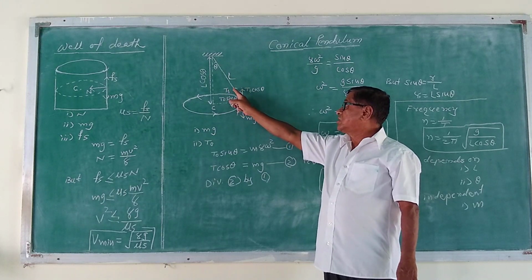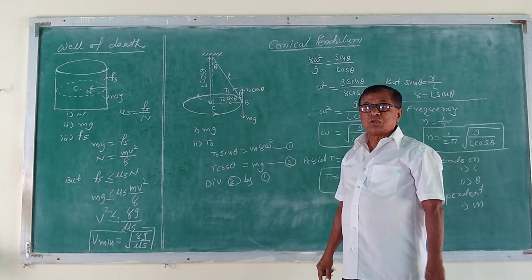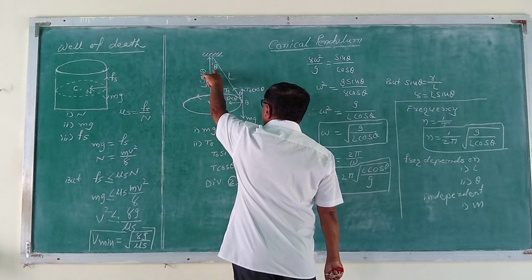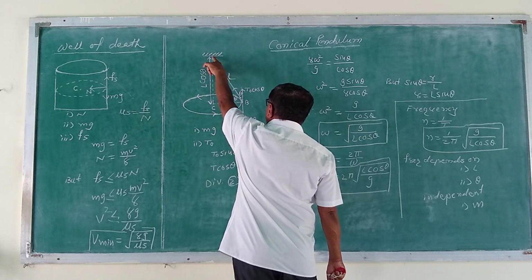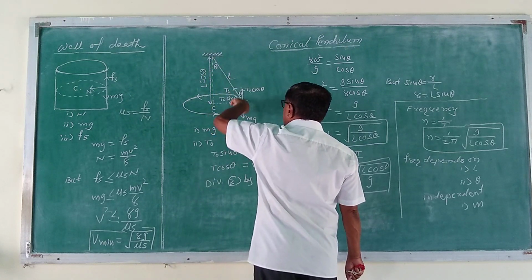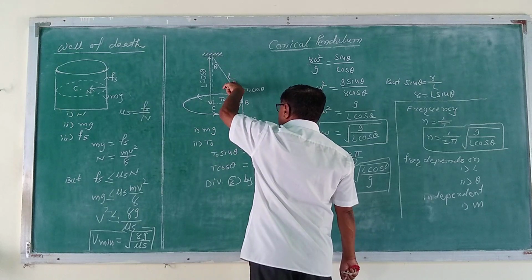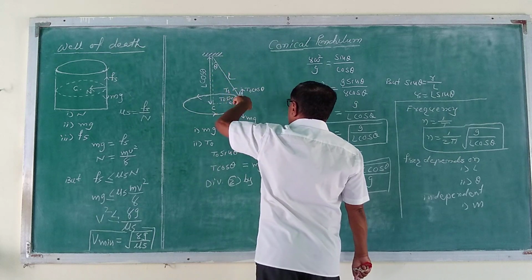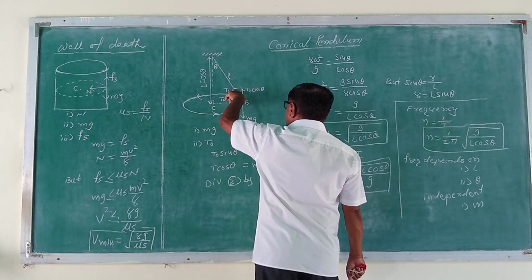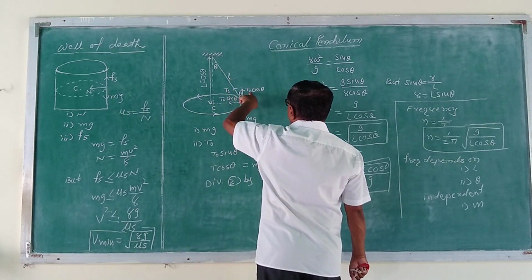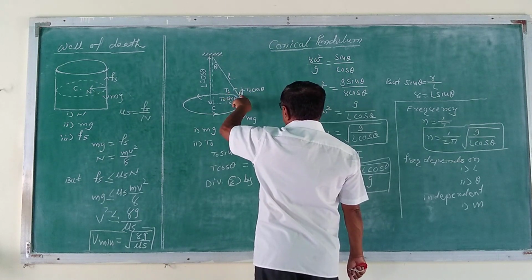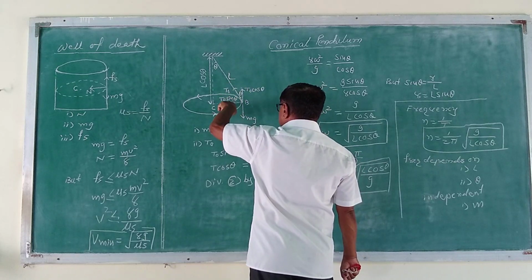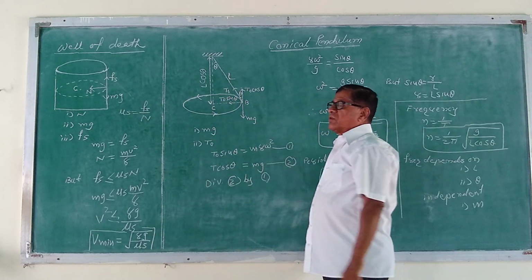That is, the tension T0 has two components. This angle is called the semi-vertical angle. Now L is the length of the string. The length of the string is L. This one is the semi-vertical angle. Now the tension T0 has two components: T0 cos theta, near the angle, and in front of the angle, in this direction, T0 sin theta.